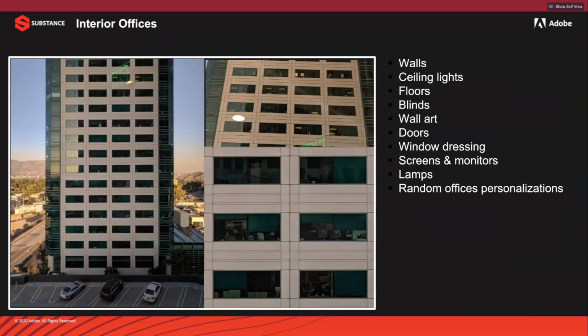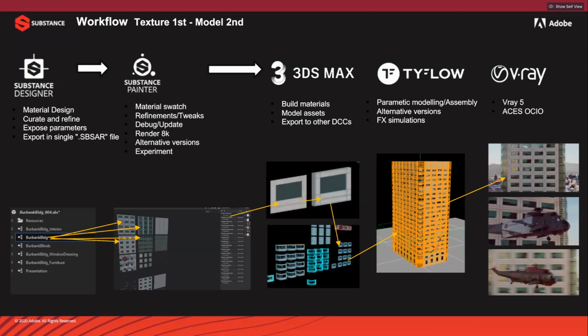And then the interior of the offices. So it was also really important to nail. So it's walls, interior walls, ceiling lights, floors, blinds, wall art, doors, window dressing, screens and monitors, lamps, and then just random office personalizations. So that's so much stuff as well, Gavin.